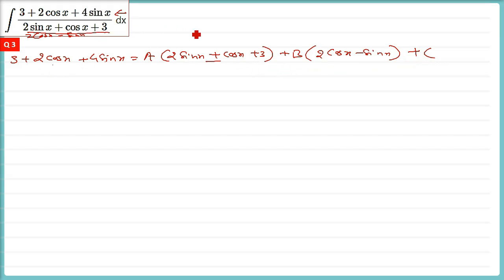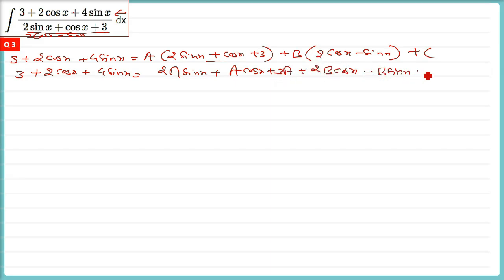Now first was the direct denominator, second is the differentiation of the denominator. Okay, the first was with a, the second we have included with b, and a constant term, because there are three terms on the left. So you'll get 3 plus 2 cos x plus 4 sin x equals, now multiply this, 2a sin x plus a cos x plus 3a plus 2b cos x minus b sin x plus constant of integration. Now let's take the sine terms together.